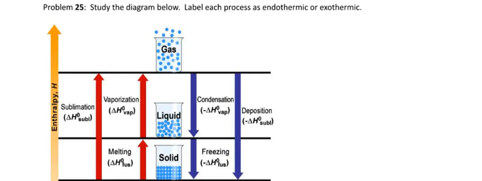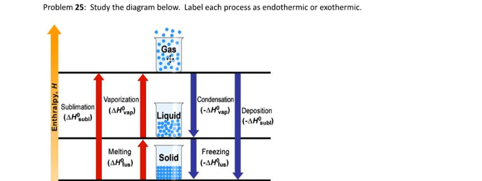All right, so problem number 25, looking at this picture, you are to label each process as endo or exo. And actually this visual is really, really important. We're going to come back and look at this in later chapters and revisit this whole idea. So if you're going from a solid to a liquid, it has to gain energy, therefore it can move better. If you go from a liquid to a gas, it has to gain energy so it can separate from its buds there, okay? So if you're going up this process, it's endothermic.